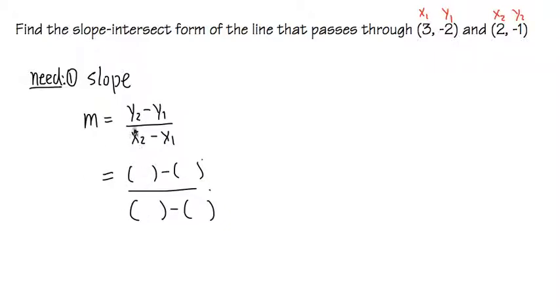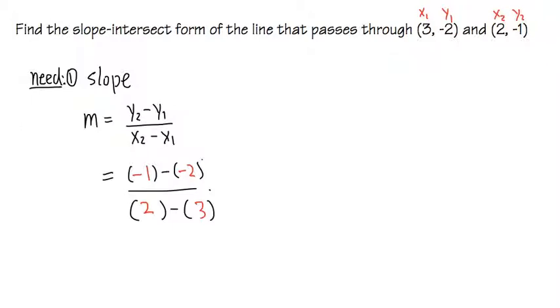For the first parentheses, this is the y2. y2 is equal to -1. So this -1 goes right here, -1. Minus, right? We match the formula, it's the minus. And y1 is equal to -2. So -2 goes right here. So we have this. x2 is 2, so 2 goes right here, minus from the formula, and then x1 is equal to 3, so that goes right here.